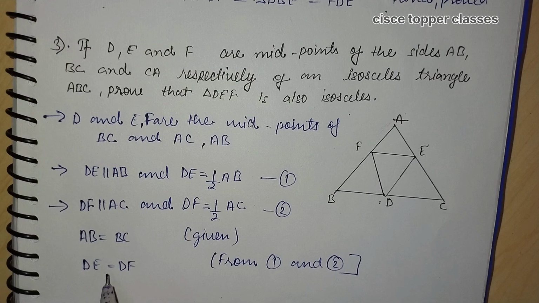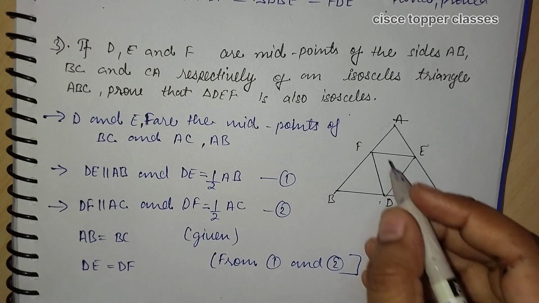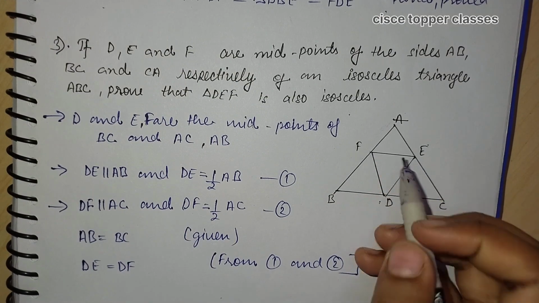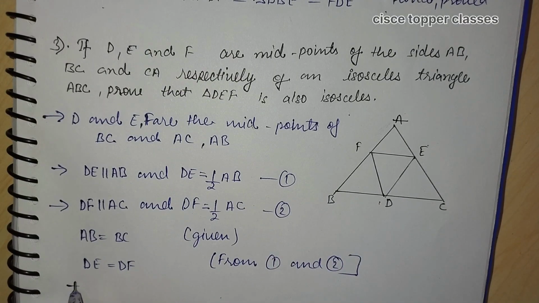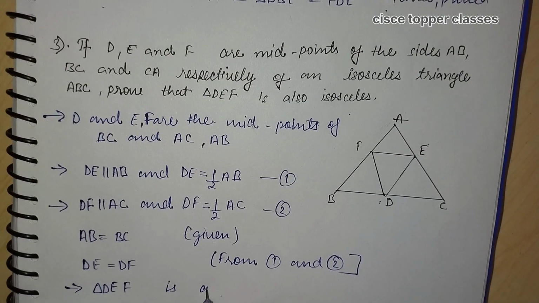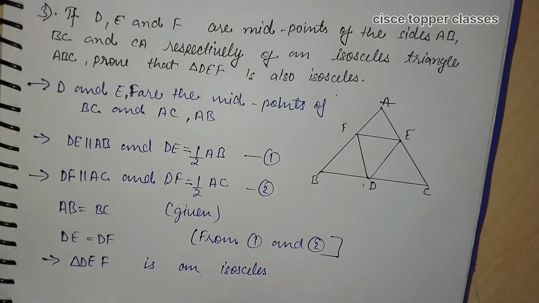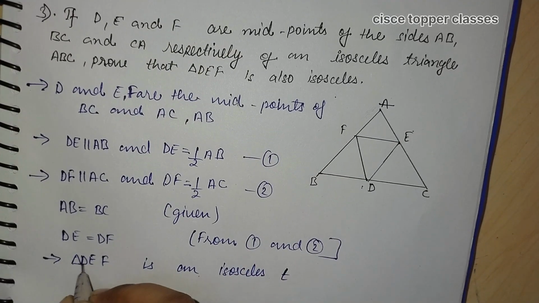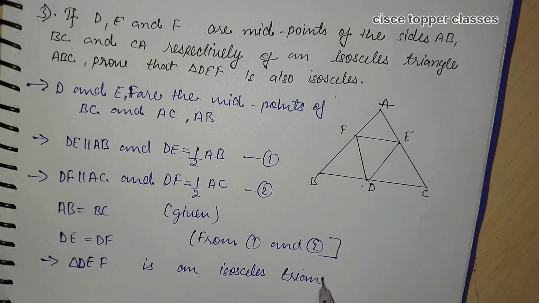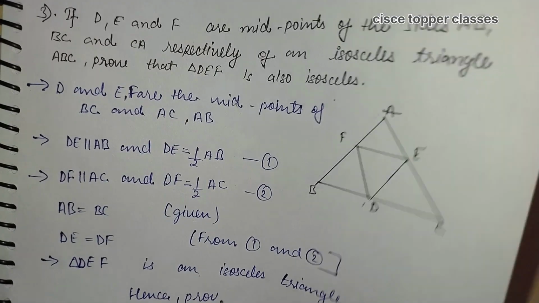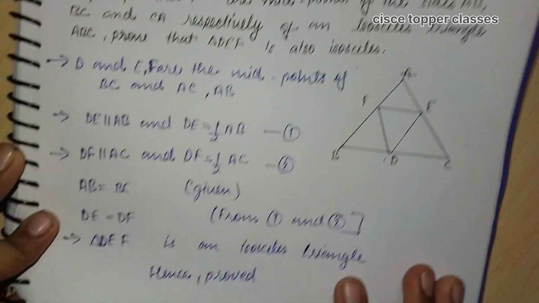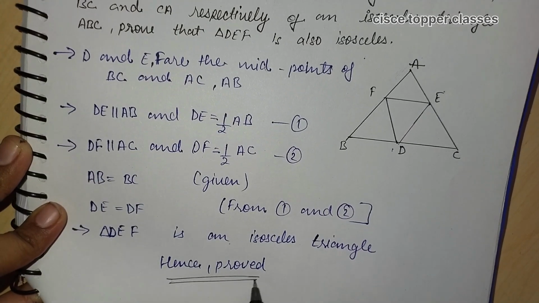As DE is equal to DF, we can simply say that this DEF is also an isosceles triangle, because two sides of the triangle are equal. Hence, triangle DEF is an isosceles triangle, which we have to prove in this question. So this DEF is an isosceles triangle, hence proved. This is the final thing which we have to prove here.